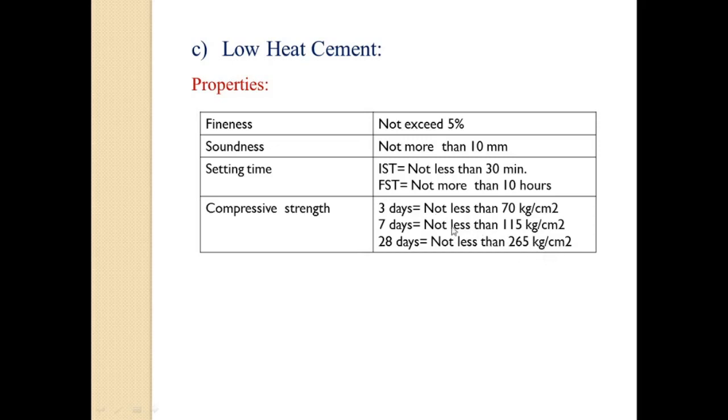And if we compare with ordinary Portland cement or rapid hardening cement, the 3 days strength is very low as compared to both rapid hardening and ordinary Portland cement. So the compressive strength is very low in early stages, but after 28 days it achieves the strength which is required for concreting work.